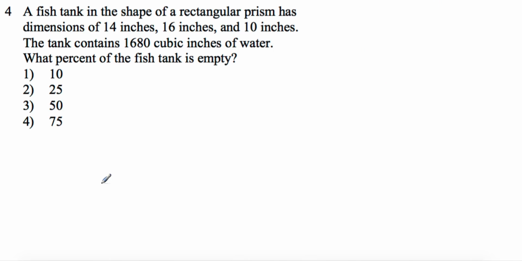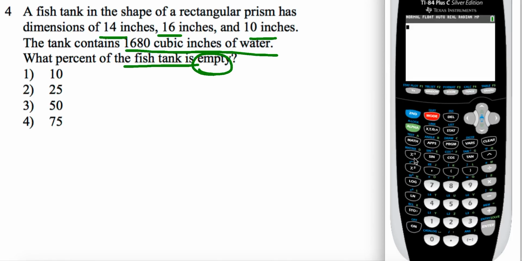Number 4. A fish tank in the shape of a rectangular prism has the dimensions given here. The tank contains this many cubic inches of water. What percent of the fish tank is empty? I guess we're looking at it in terms of volume. So if I multiply all three, I can say 14 times 16 times 10. Then here I'll be getting 2240.